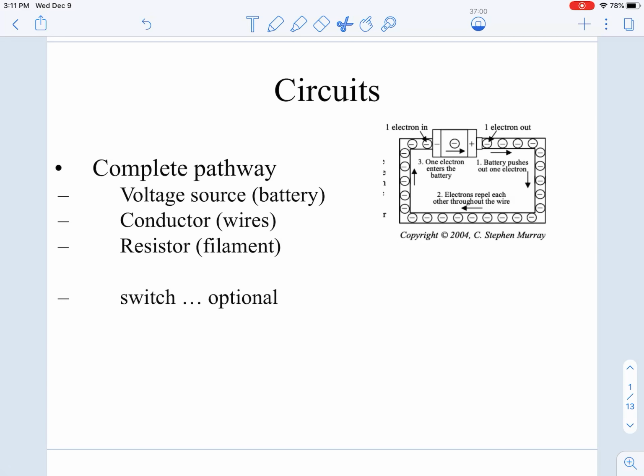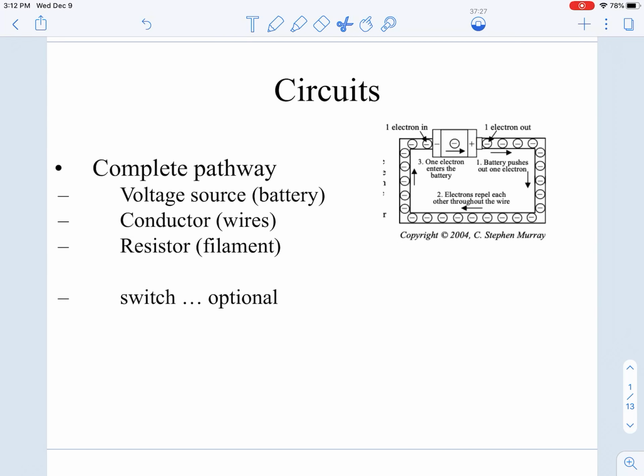So we need to have a complete pathway involving our voltage source, which is a battery, a conductor, some sort of conductive material, which will typically be a wire for us. And then we need to have some sort of resistor or electrical device in order to keep our circuits safe. And I'll explain what that means with a little simulation in a moment. Let's go ahead and take a second and look at the illustration on this slide.